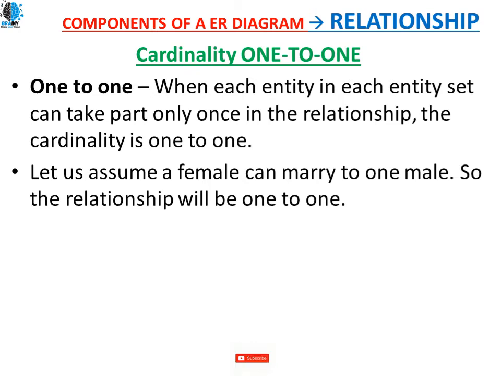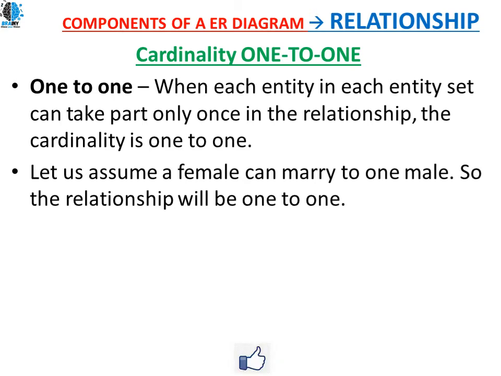Next we have the cardinality constraints. What's a cardinality constraint? Cardinality constraint is going to define how many times one entity can participate in a relationship. So the first type we have is one to one cardinality. When each entity in each entity set can take part only once in the relationship, the cardinality is 1-to-1 cardinality.